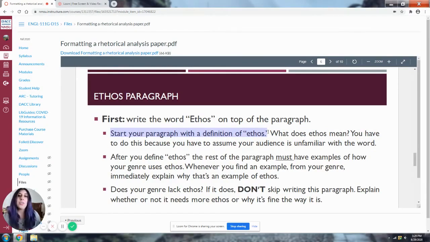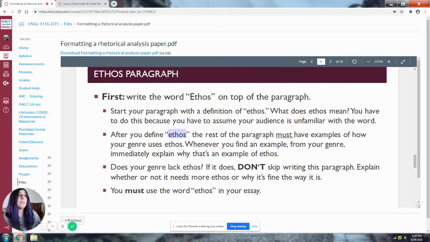How can you just define ethos? Try to define it in your own words. What does ethos mean? Because if you start by just analyzing ethos, your audience might think, I don't know what ethos is. I don't understand. You're kind of teaching them, too, what the rhetorical appeals are. So defining them makes your paper more audience aware. So start with the definition of ethos. What does it mean? You have to do this because you have to assume your audience is unfamiliar with the word. After you define ethos, the rest of this paragraph section must have examples of how your genre uses ethos.